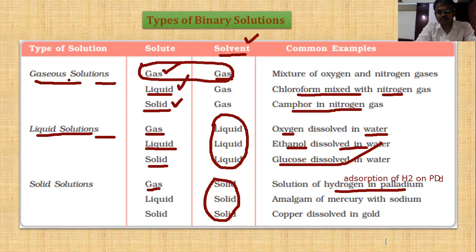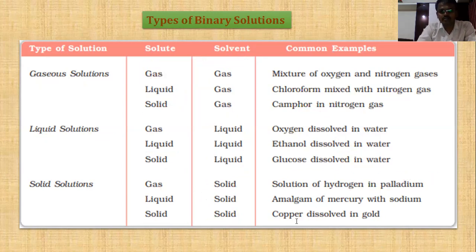Similarly, you can have a solid solution containing liquid as the solute: amalgam of mercury with sodium. Any metal in combination with mercury is known as amalgam. Sodium plus mercury, sodium amalgam. Mercury plus zinc, zinc amalgam, like that. So sodium amalgam and zinc amalgam are examples for solid solutions containing liquid as the solute.